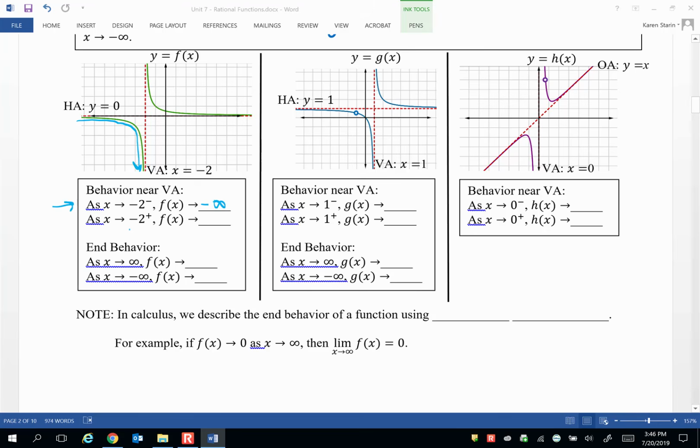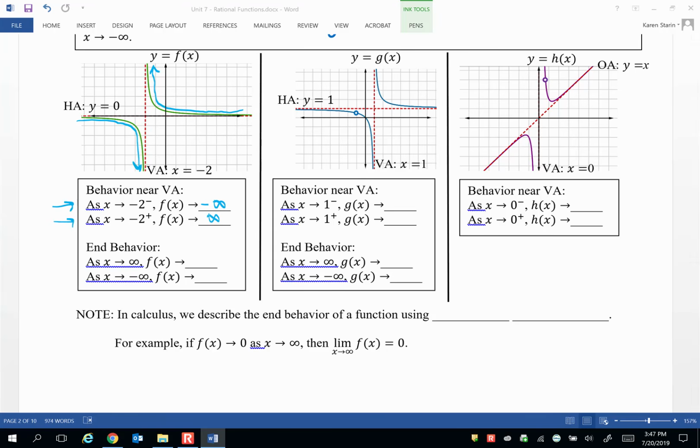As x approaches -2 from the right, f of x, what is it doing? Well, as I ride along this curve from numbers greater than -2, as I get close to -2, I'm shooting up to positive infinity. Now let's read the end behavior.